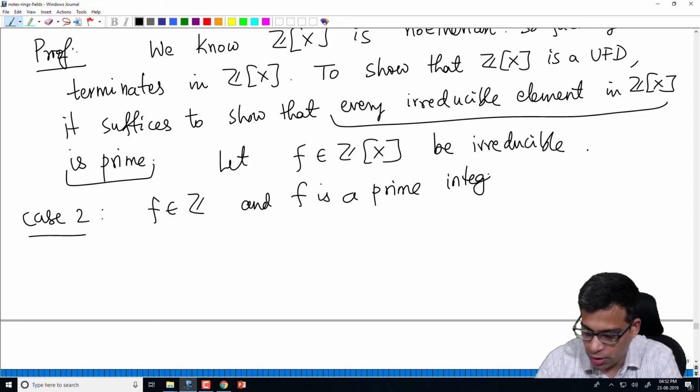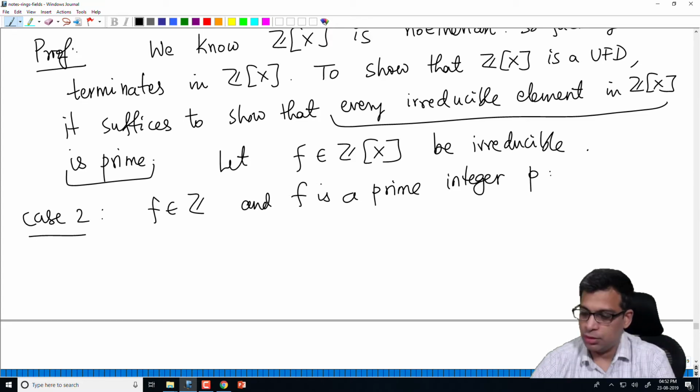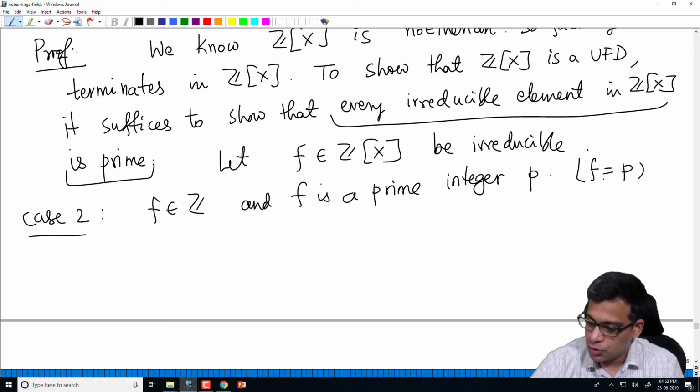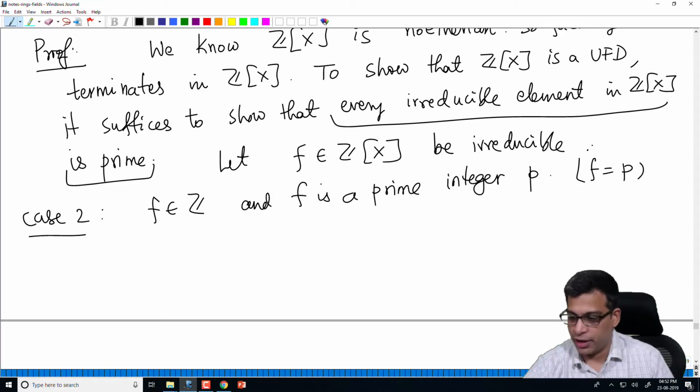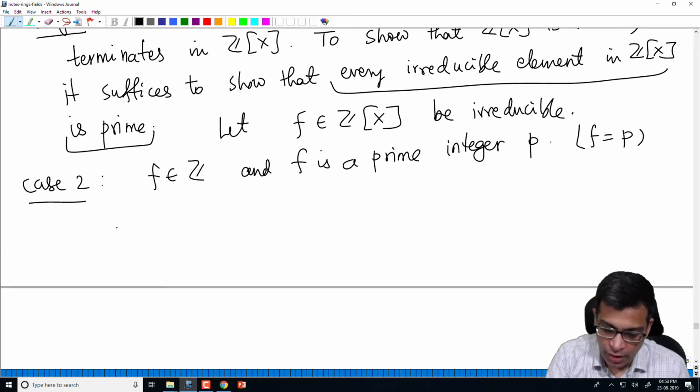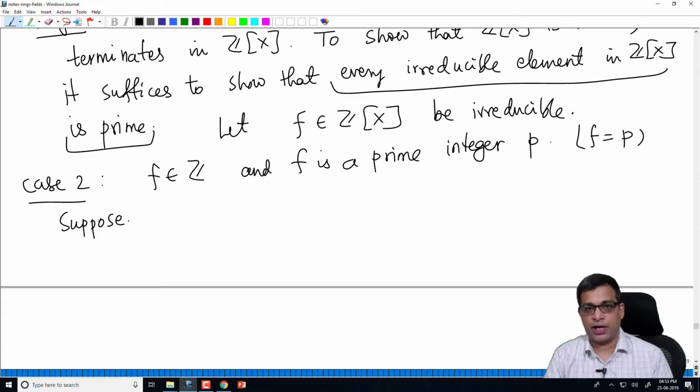So f is not the normal way of writing a prime integer, so let's call it p. That means f is equal to p. So this is case 1. It's actually a degree 0 polynomial, in which case it's a prime integer. It is very easy here, but I will just go through the proof again for completeness.